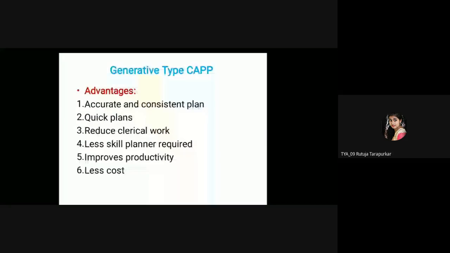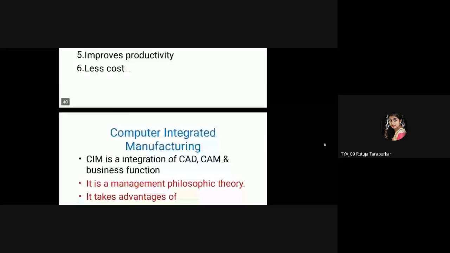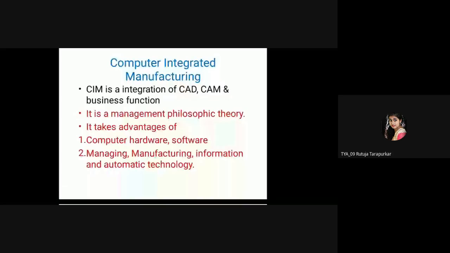So we will move towards the next point. That is a very important point, computer integrated manufacturing. Okay, so what is meant by CIM? That is computer integrated manufacturing. Simply, it is nothing but integration of the CAD and CAM phases as well as some business functions; it integrates all functions.